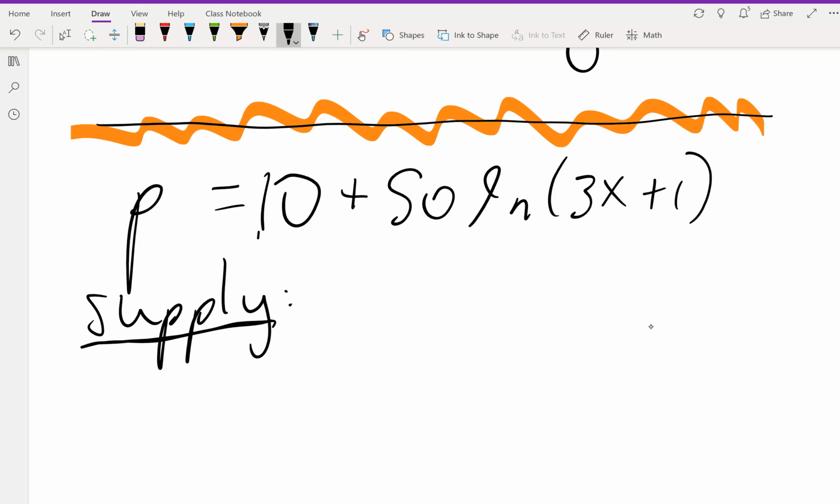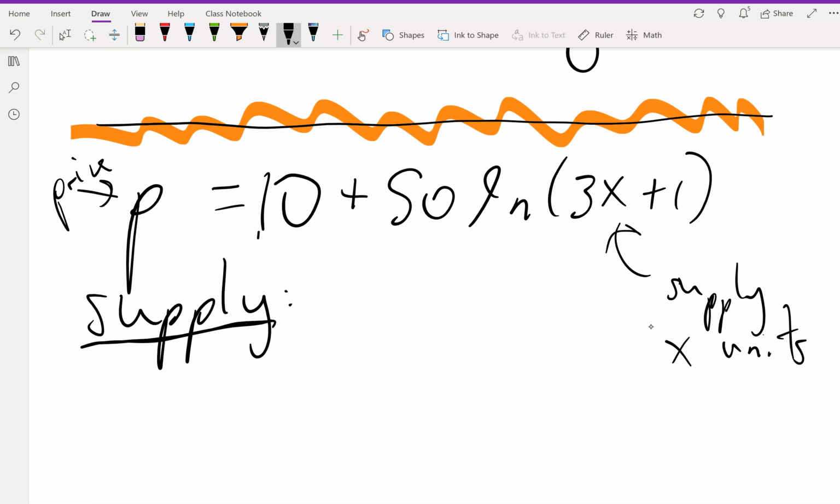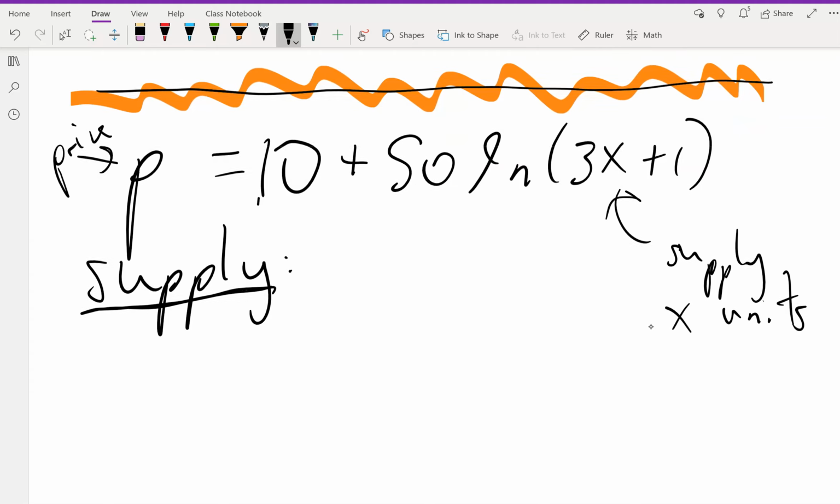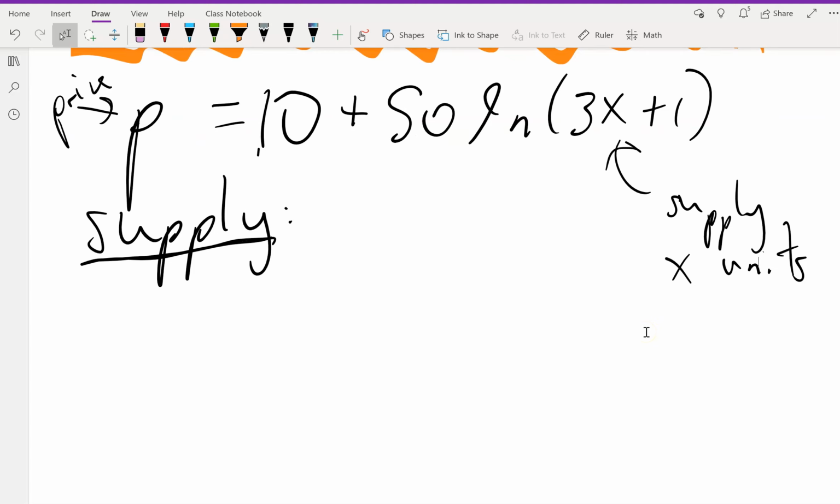Where we will supply x units at the price p. That's exactly what this would do. So 10 plus 50 ln of 3x plus 1 is the function where, again, if you plug in x number of units, it will tell you the price that it needs to be set at in order for us to supply that number of units. It's our pricing equation for us to supply our product.